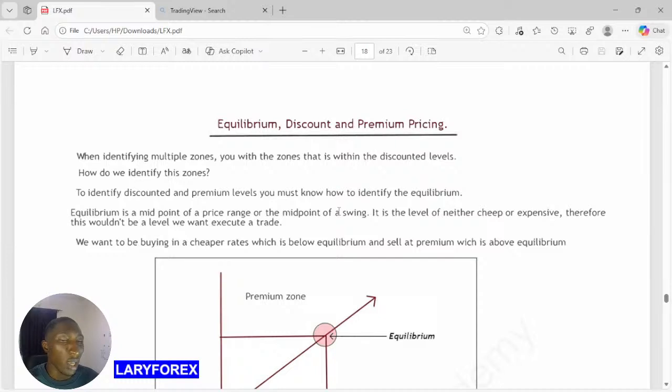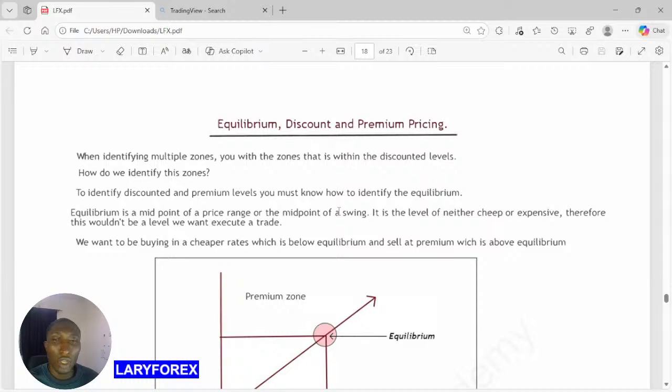So, the discount and premium levels. The discount level is where we want to buy from. After the equilibrium, you get discount and you get premium. The premium levels are where we are looking to sell from, while the discount levels are where we are looking to buy from. Are you guys following?